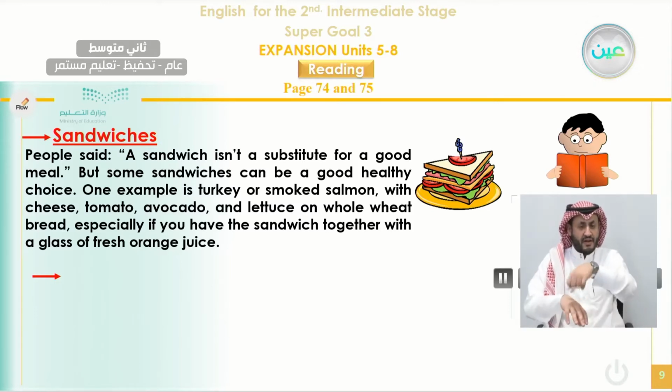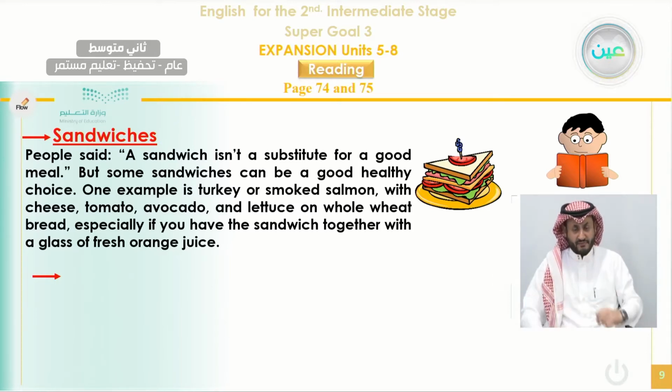Sandwiches. People said a sandwich isn't a substitute for a good meal, but some sandwiches can be a good healthy choice. One example is turkey or smoked salmon with cheese, tomato, avocado, and lettuce on whole wheat bread, especially if you have the sandwich together with a glass of fresh orange juice.